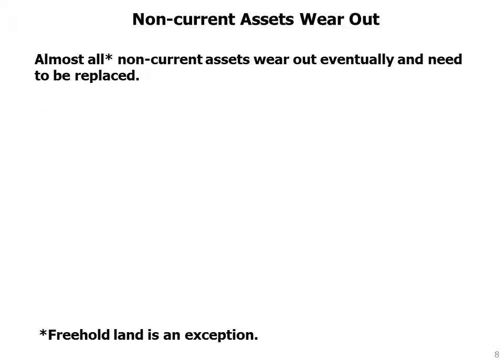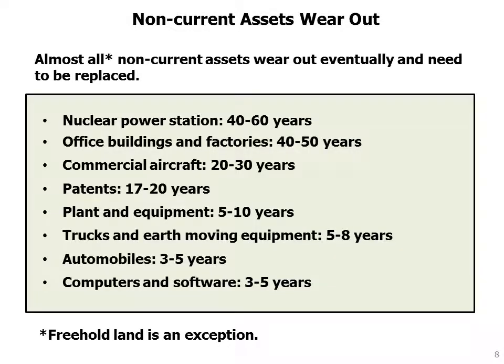Almost all non-current assets eventually need to be replaced, the exception being freehold land. And here are some examples of actual life of various non-current assets. So nuclear power station, 40 to 60 years, so a very long-lived asset. Office buildings and factory, typically 40 to 50 years. Places like Hong Kong may actually be less. Commercial aircraft, typically 20 to 30 years. Patents between 17 and 20 years. Plant and equipment between 5 and 10. Trucks and earth-moving equipment 5 to 8 years, and automobiles 3 to 5 years. Computers and software, typically 3 to 5 years life.